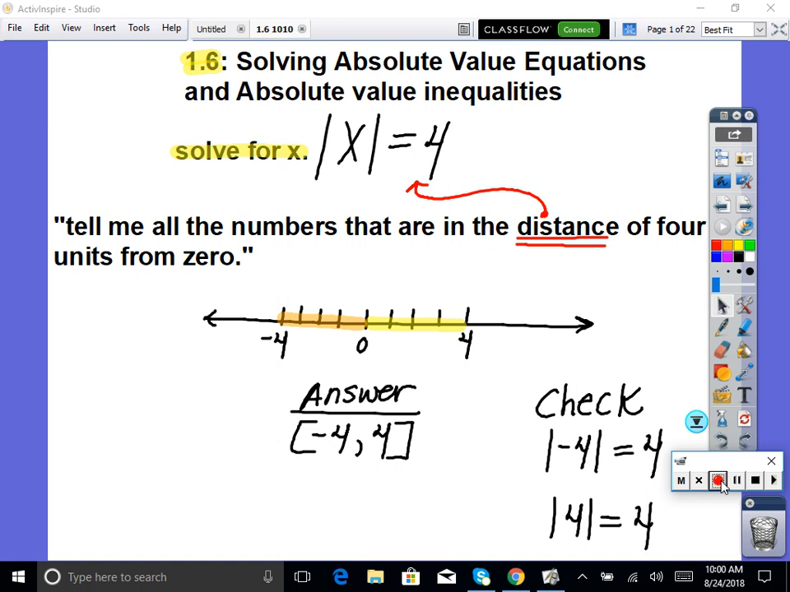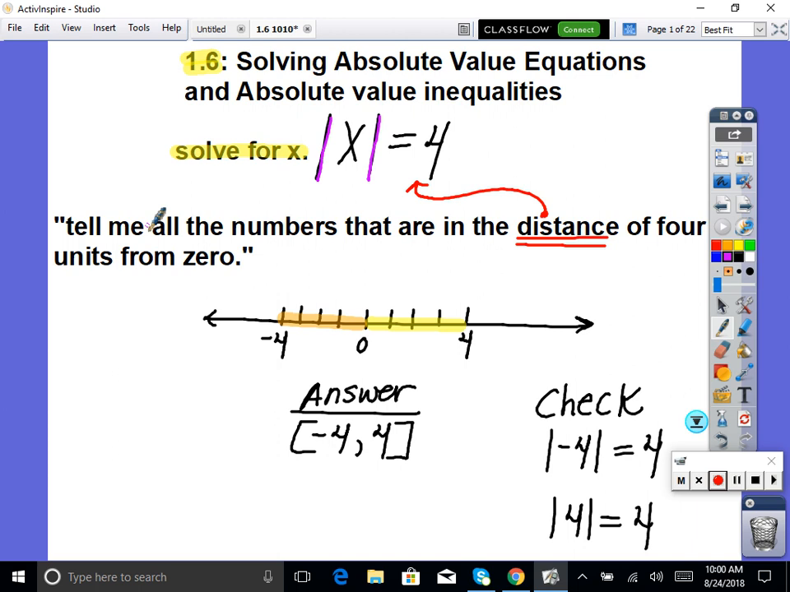A lot of us just have it memorized, and this lesson's confusing unless you really understand what an absolute value actually means. So everybody listen. The absolute value of 4: a lot of people just think, oh, it's always positive. Let me explain. These absolute value signs you're going to want to read like this: tell me all the numbers that are in a distance of 4 units from 0.